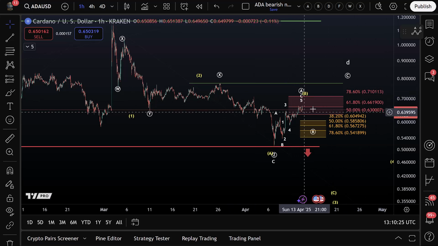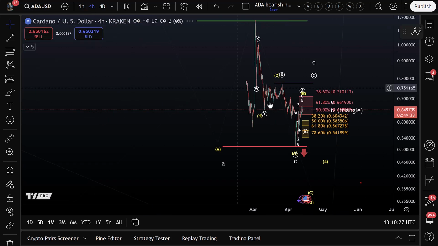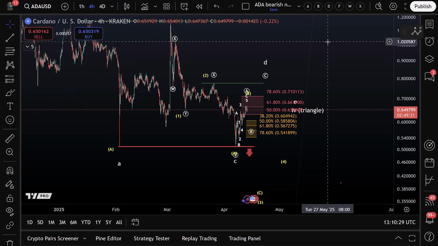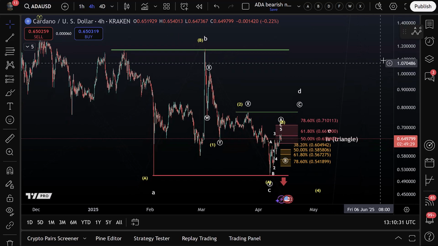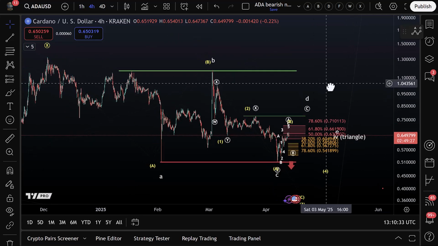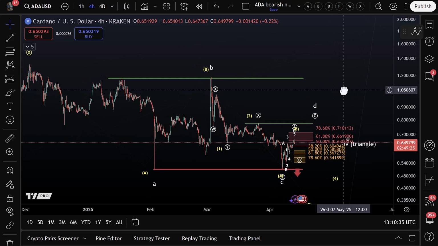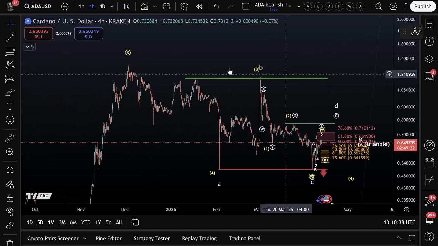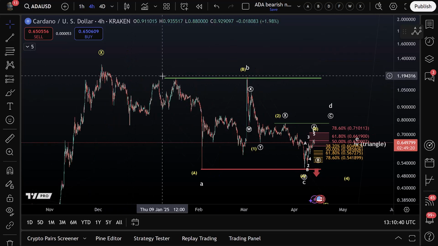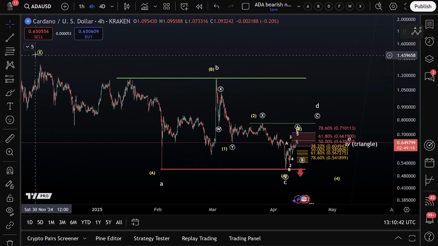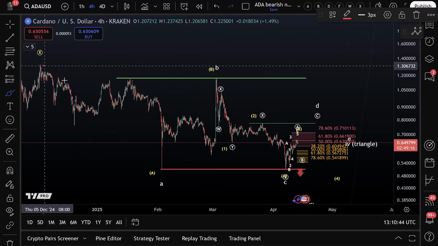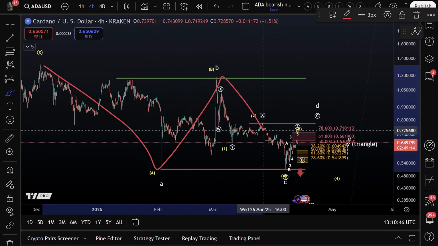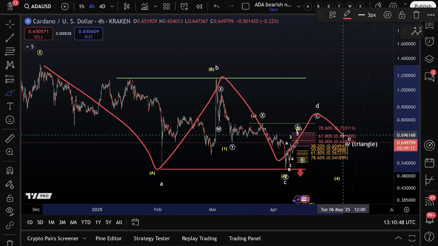So ADA has rallied into the resistance area, has followed the microstructures quite nicely over the last few days. And we are still tracking here a potential wave 4 triangle. That's at least the white scenario. In this triangle pattern, we are dealing with an A, B, C, D, E structure.